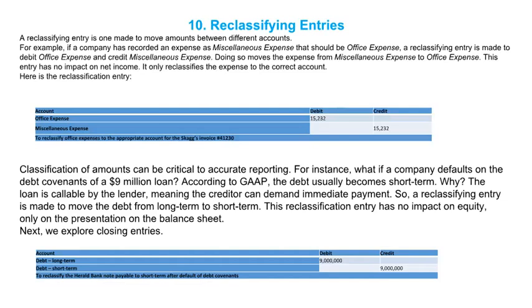Next, we explore closing entries. Thus, rent will be debit and accounts payable will be credit with $5,000.